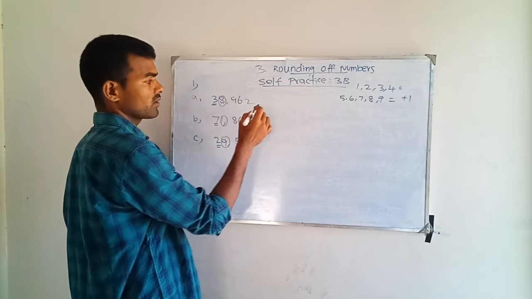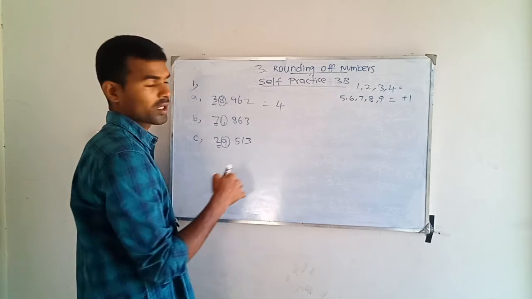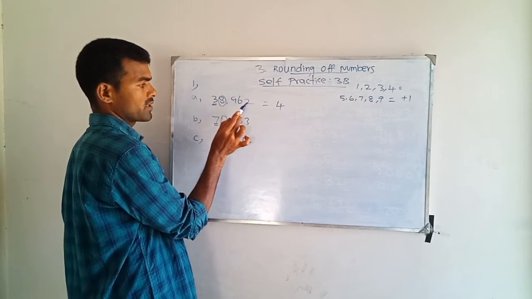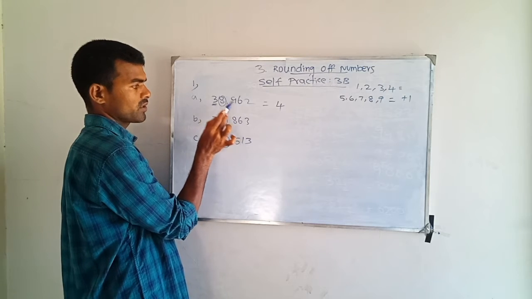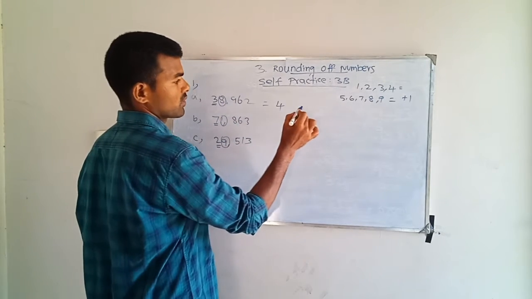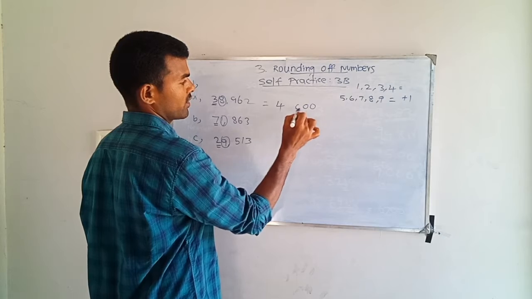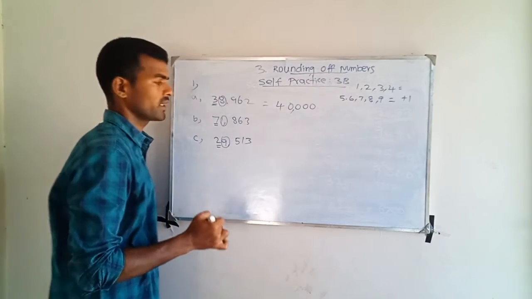So 3 plus 1 is 4. And we write ones 0, tens 0, hundreds 0, thousands 0. So this is the answer.